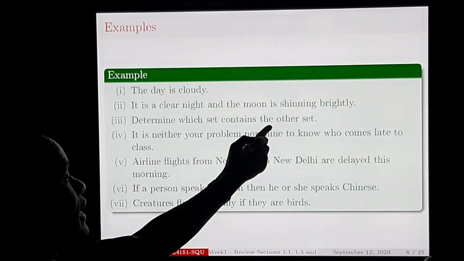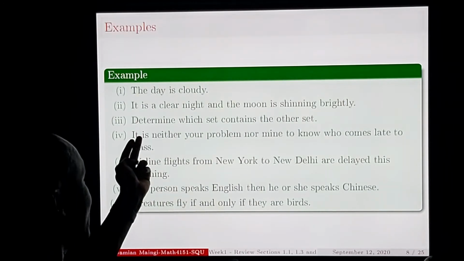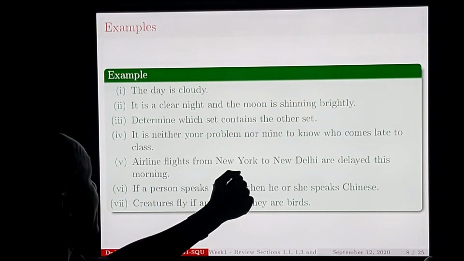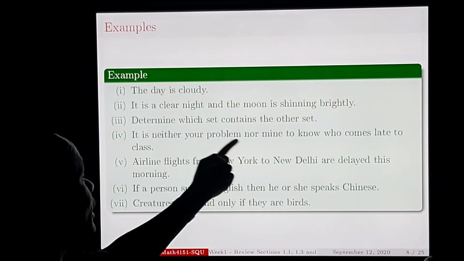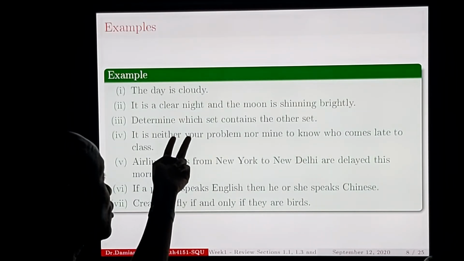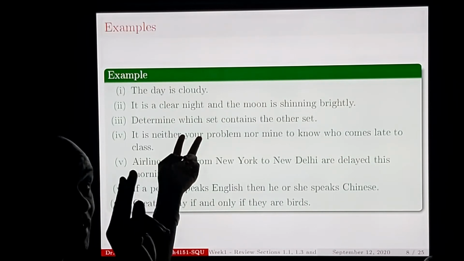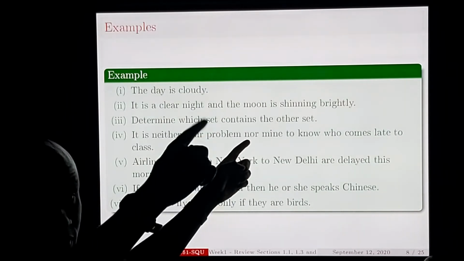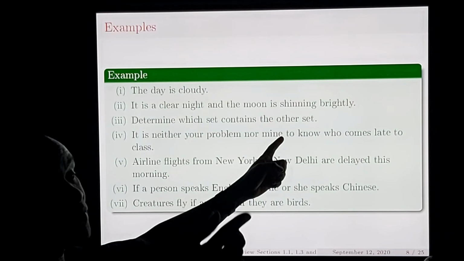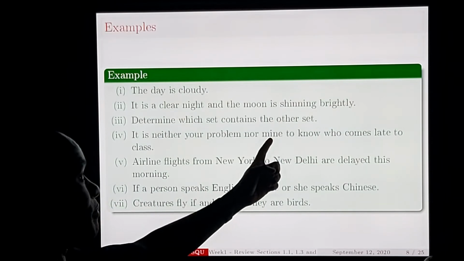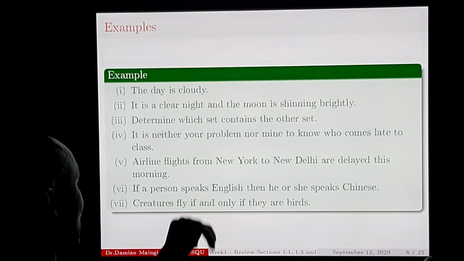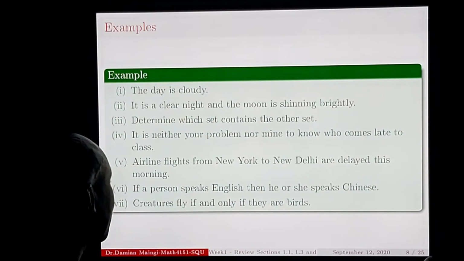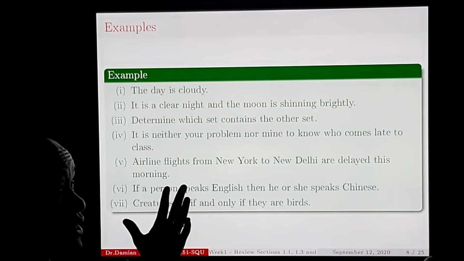Determine which set contains the other set. That is not a statement, forget it. It is neither your problem nor mine to know who comes late to class. Well, this one I told you, you can see this negation. So this is negation of P, where P would be, it is your problem. So it is neither your problem, which is negation of P, joined with a disjunction or negation of Q, which is, it is my problem, now it's not my problem. And then the third last, airline flights from New York to New Delhi are delayed this morning. Well, this is only saying one thing, so it's a simple statement, okay?